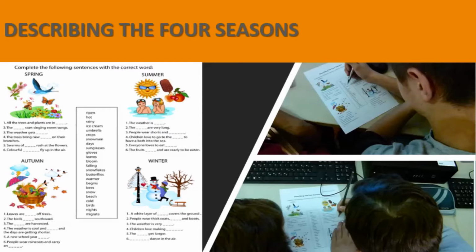Next thing we talked about were festivals and special days in each season. Students had to think about the festival or special day that they know in each season, for example, in winter Christmas or in spring St. Patrick's Day. Also, they had to say which festival or which special day they prefer and why.